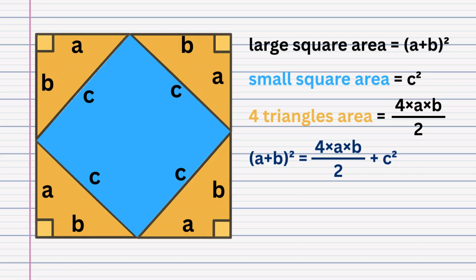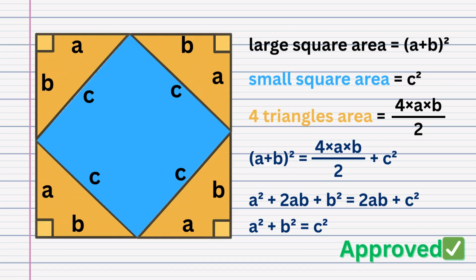and the small square. We know that (a plus b) squared equals a squared plus 2 times a times b plus b squared. Then we cross out 2 times a times b from both sides. What's left is a squared plus b squared equals c squared, and that's the Pythagorean theorem.